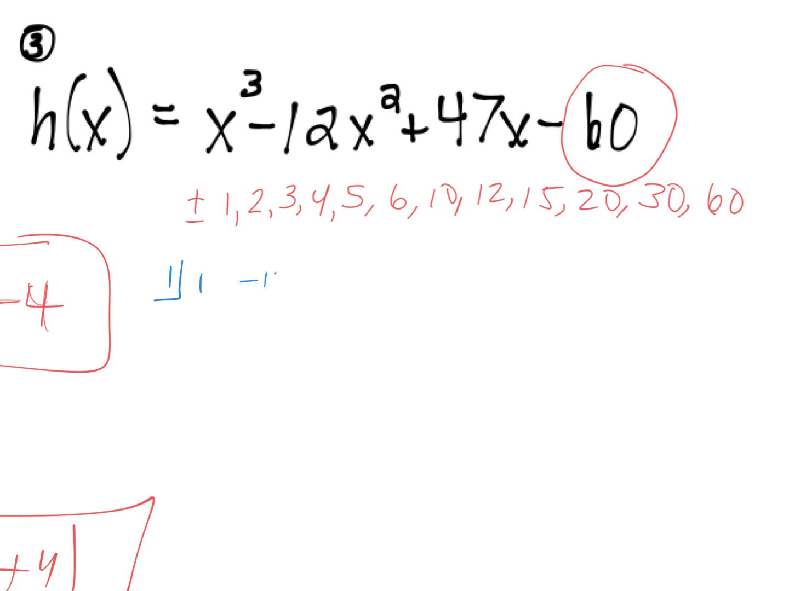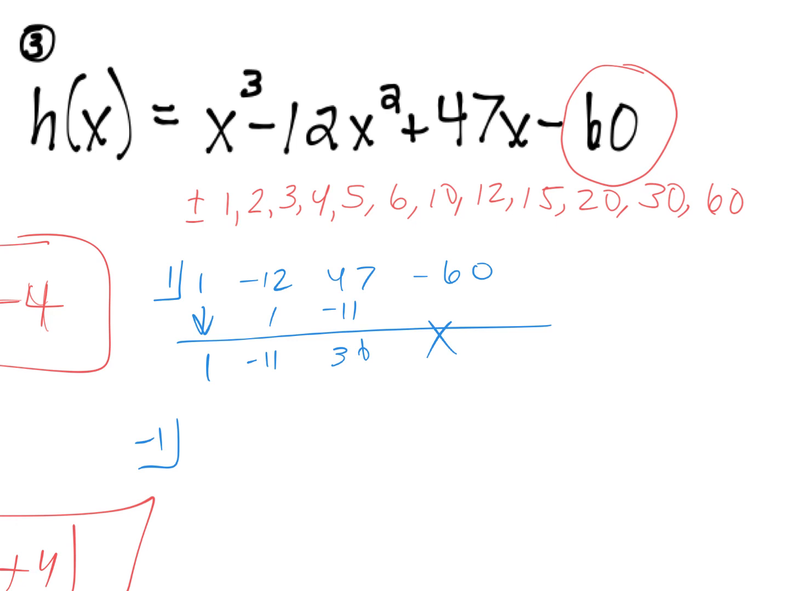1, -12, 47, -60. Is this probably not going to work? Probably not, but just work it out a little bit till you know for sure. 1 times 1 is 1. -12 and 1 is -11. -11 and 1 is -11. 47 minus 11 is 36. Is this going to work? No. Okay, go to the next one.